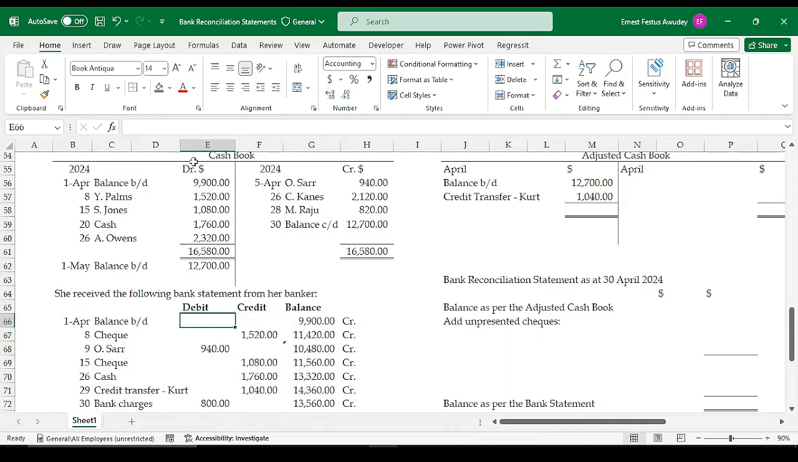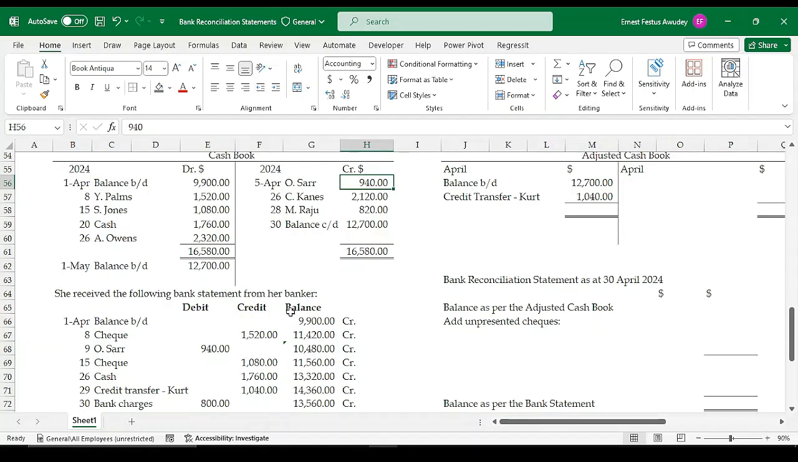Just as we did with the debit side of the cash book together with the credit side of the bank statement, we are going to compare the debit side of the bank statement with the credit side of the cash book, and see whatever is missing on the cash book will be entered in the adjusted cash book. So that is what we are doing here. The first one we are going to have is this 940 from OSAR. So we made a payment to OSAR of 940 and we can see it here, OSAR correctly recorded.